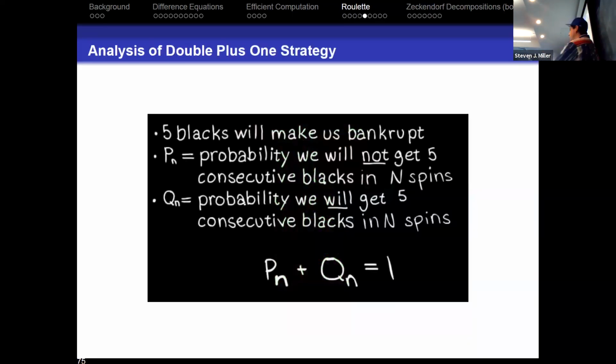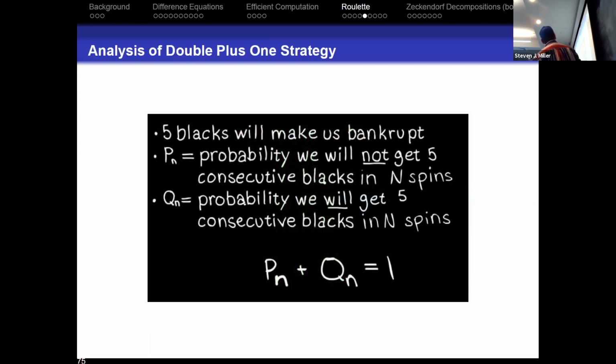So it all comes down to what's the probability we have a huge number of blacks in a row if we're betting on red. If the probability is very small, then I can go to Vegas and I'm not worried if I can have a reasonable bankroll because it's very unlikely to get 5 consecutive blacks. Well, what is the probability of 5 consecutive blacks?